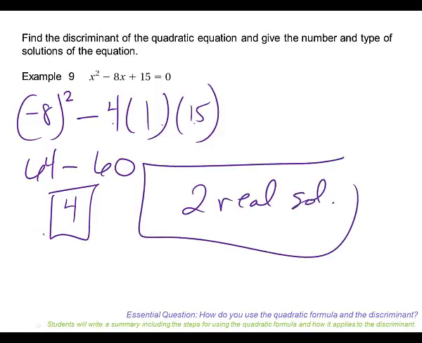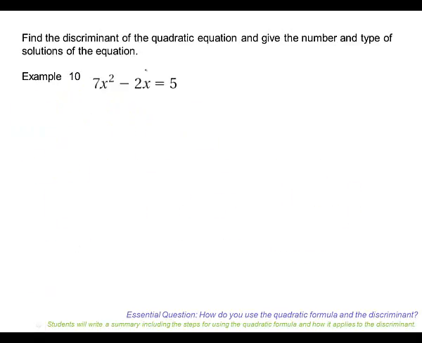All right, just to make sure you've got this, try example 10. What does example 10 need to get equal to first? 0. So move your 5 and then find the discriminant. Everybody try it. All we're going to do is 10. We're going to stop there, okay?